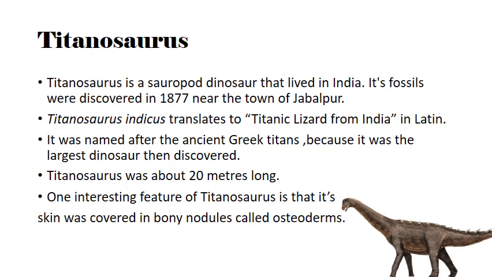Titanosaurus was about 20 meters long, and here at the bottom you can see one Titanosaurus which has joined us. An interesting feature of Titanosaurus is that its skin was covered in tiny little bony nodules called osteoderms. They're like small spots made of bone, like a sort of small armor. So let's move on to that.